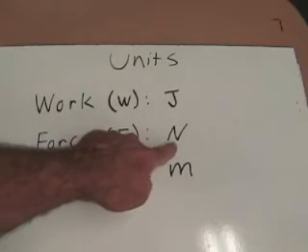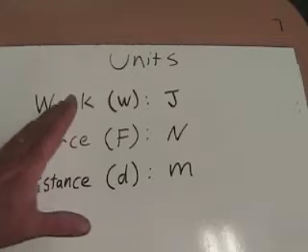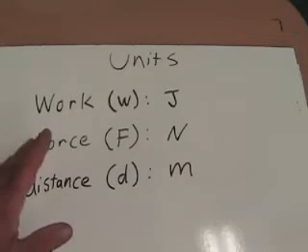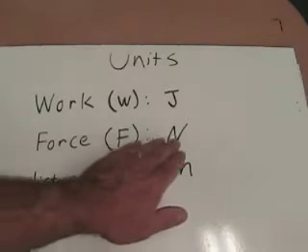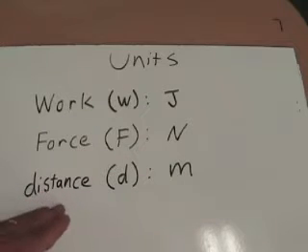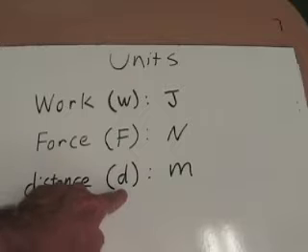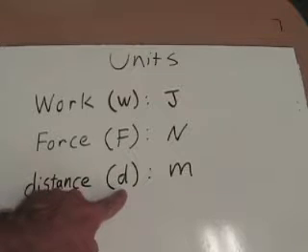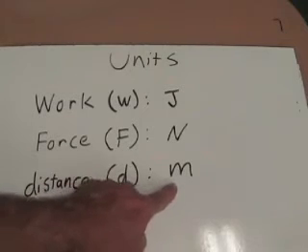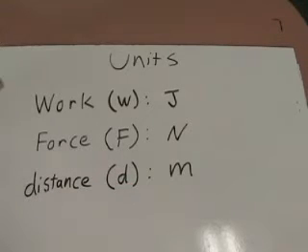Force is symbolized with the letter F. It's measured in units of newtons. A force, remember, is any push or pull that acts on an object. How hard something is pushed or pulled is measured in newtons, and we call that force. Distance, obviously, is how far something is moved. We symbolize it with the letter D. And for purposes of this equation, if we're going to use newtons and joules, we have to measure it in meters, which we symbolize with the letter M.